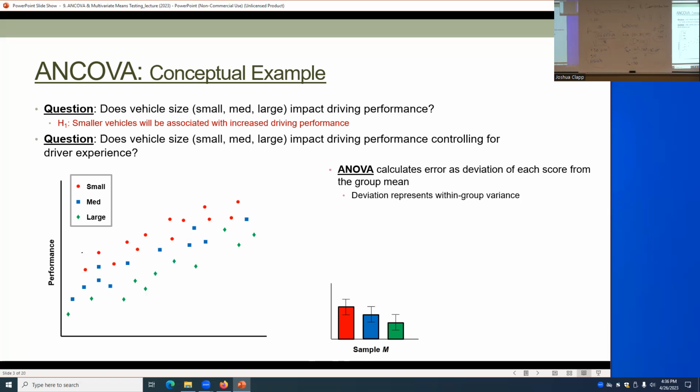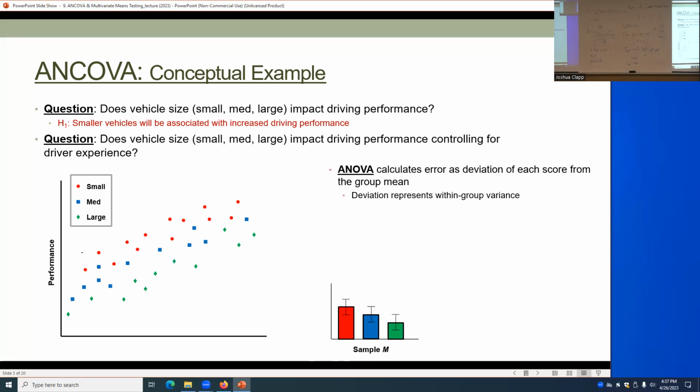Unless I have a whole bunch of people, the pattern might look good, but I might have a hard time actually getting evidence for that effect. But what I might say is, boy, these people that I'm randomizing to different vehicle size groups are probably coming in with different levels of driving experience. Maybe that's something I want to control for in my experimental study, to at least account for this outcome, because I can imagine that driving experience is going to be related to performance.